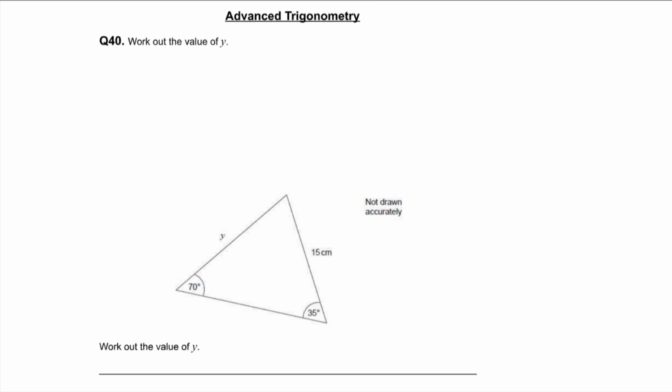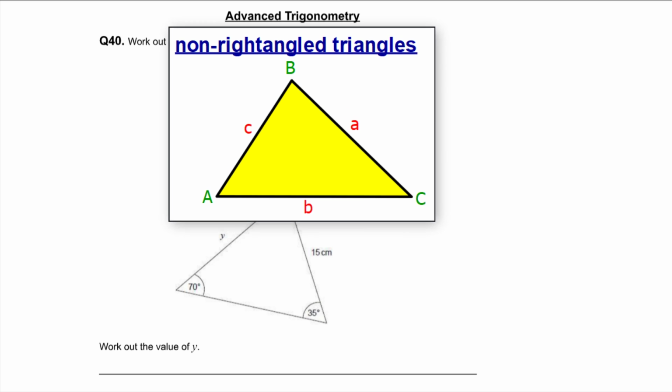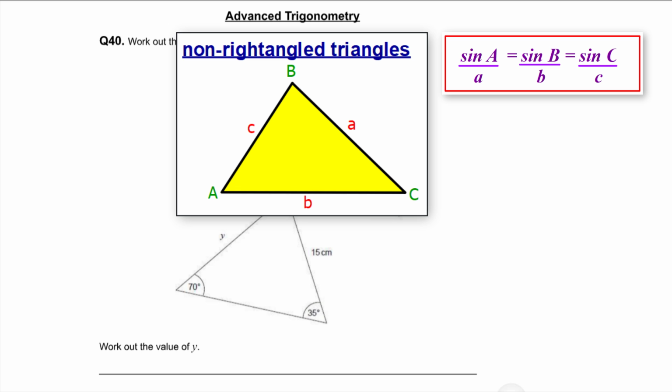Next up, we've got advanced trigonometry. What I mean by this is non-right angled trigonometry. You've got 3 things that crop up in this section. So you've got the sine rule: a over sine A equals b over sine B equals c over sine C, or the other way around, depending if you're finding the sides or the angles.